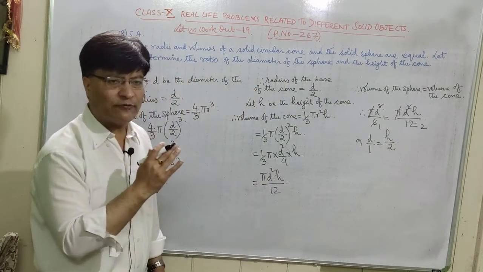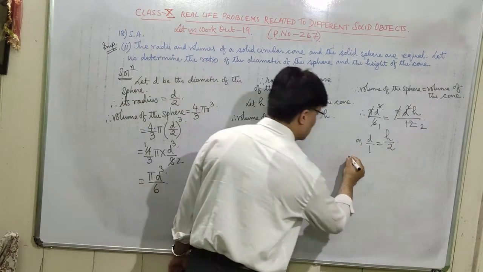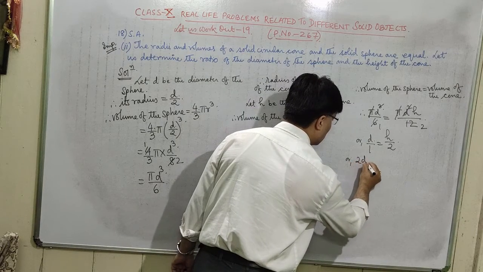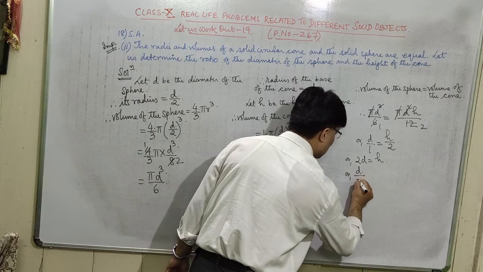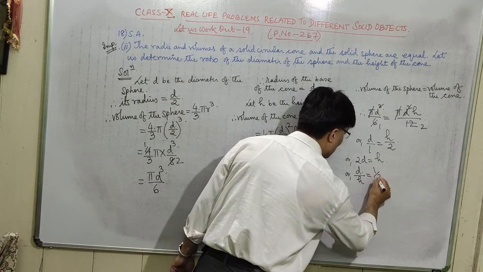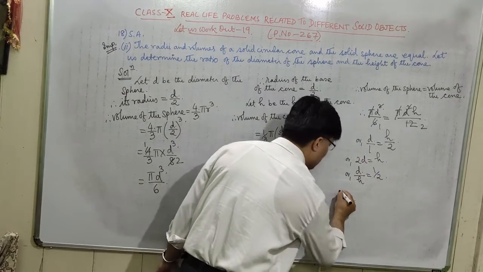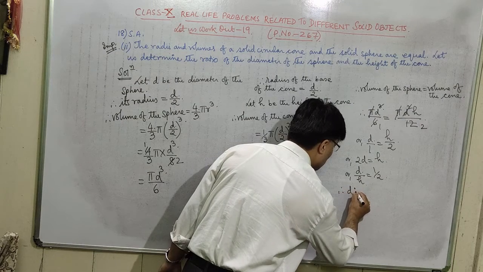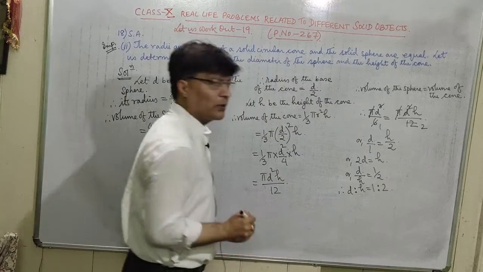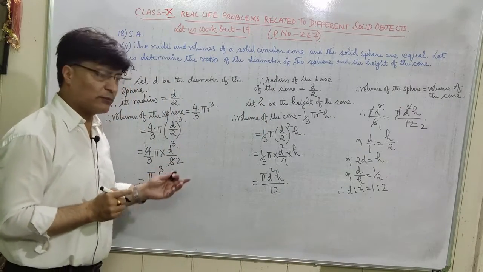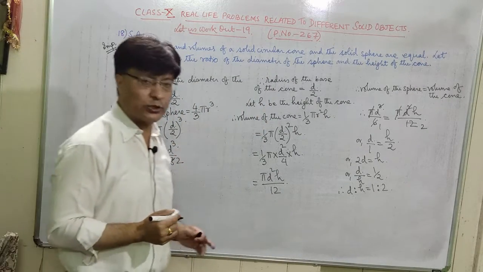Now in this case you have to find out d upon h. So let us cross multiply it. 2d is equal to 1 into h is h, or d by h is equal to 1 upon 2. So let us write it in terms of ratio. So d is to h is equal to 1 is to 2. So what is the ratio of the diameter of the sphere and the height of the cone? It is 1 is to 2.